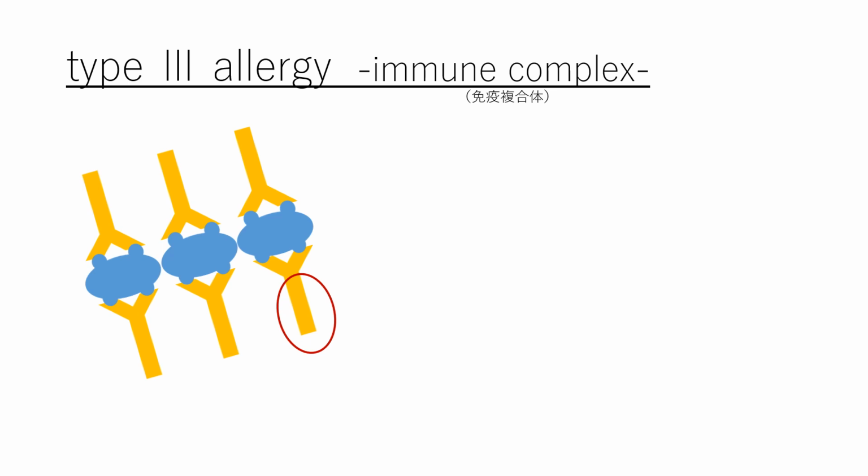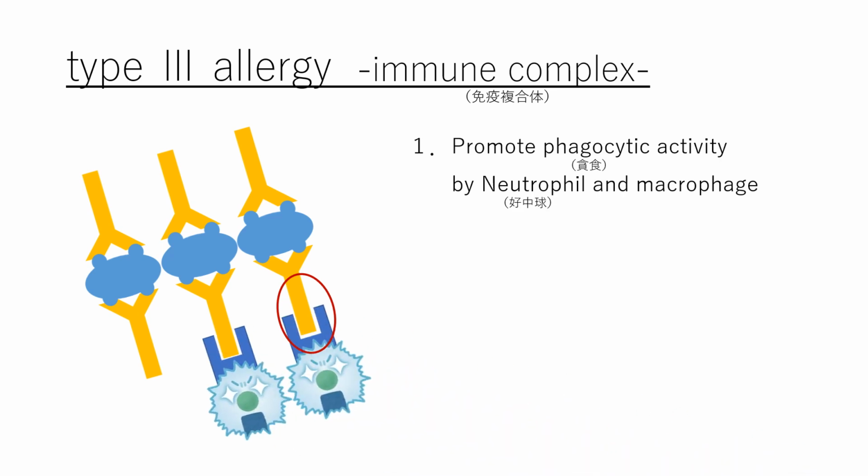It has two important functions about the type 3 allergy reaction. The first is the ability of neutrophils and macrophages, which have receptors for the Fc part of the antibody, to react to the Fc part, making them more likely to phagocytize and sterilize.